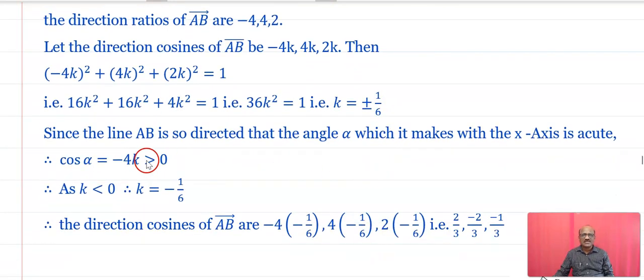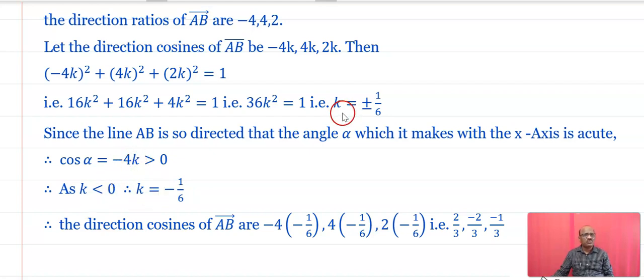Since the line AB is so directed and the angle alpha which it makes with the x-axis is acute, cos alpha is equal to minus 4k, and that is positive. It means that the value of k must be negative. Therefore k is equal to minus 1 by 6. Because the angle is acute, the value of cos alpha must be positive. When this will be positive, then k must be negative. Then this negative will become positive.